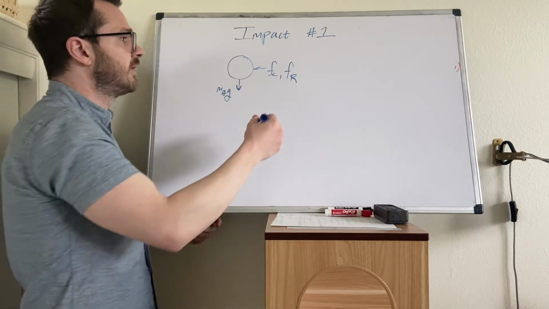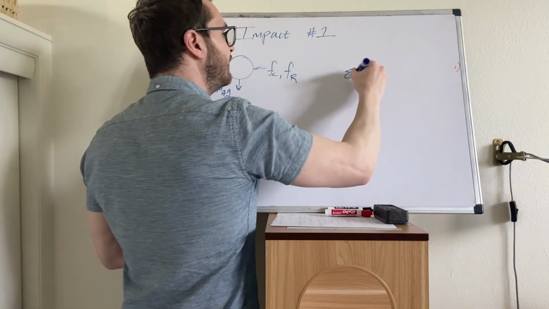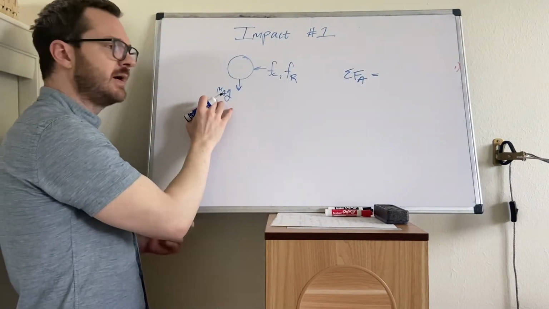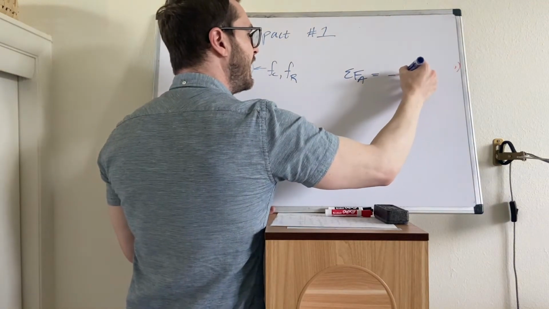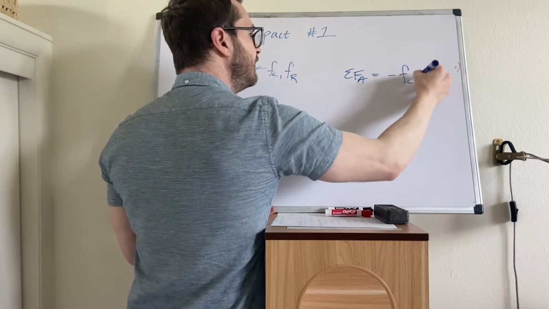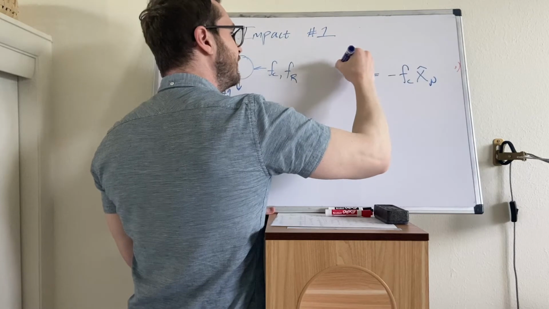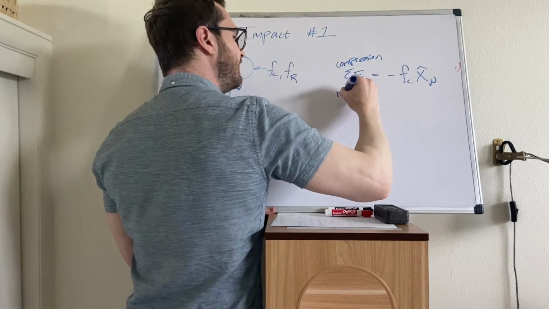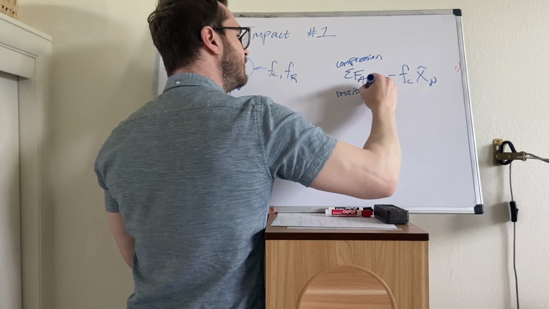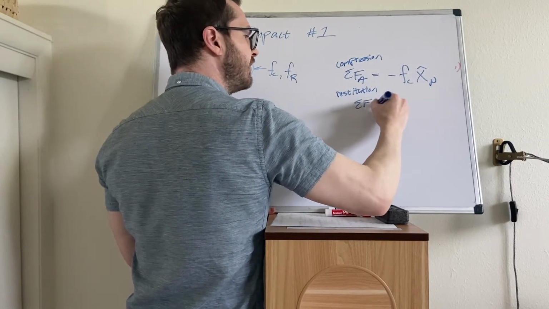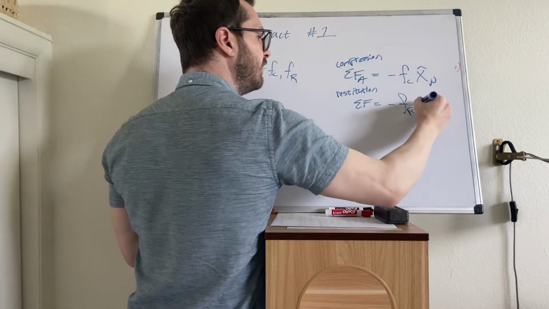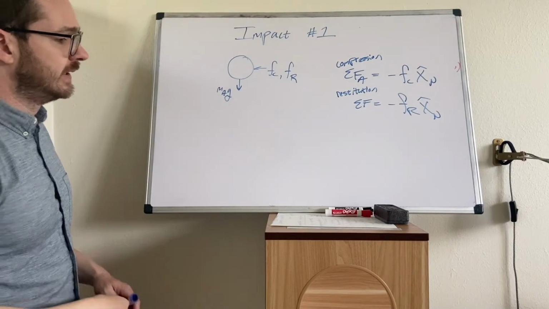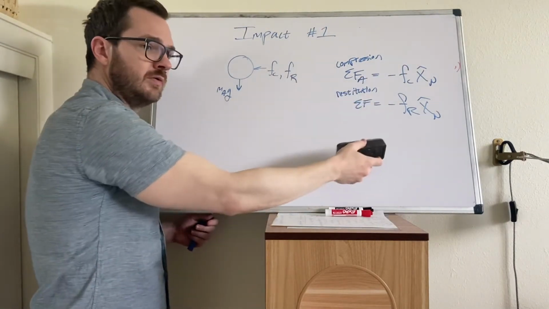So what I'm going to do is say sum of forces on A, and this is just for the impact phase. We're not concerned about gravity. We're going to have minus FC in the x hat n direction, so this would be compression. And then of course for restitution, we would have basically the same thing, minus FR in the x hat n. Okay, so what do we do with these?